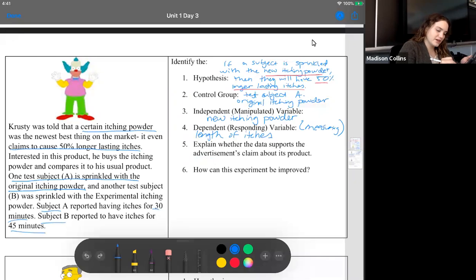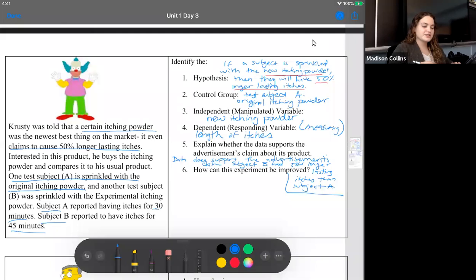Let me rewrite this, okay? So yes, the data does support the advertisement's claim. Subject B had 50% longer lasting itches than subject A.